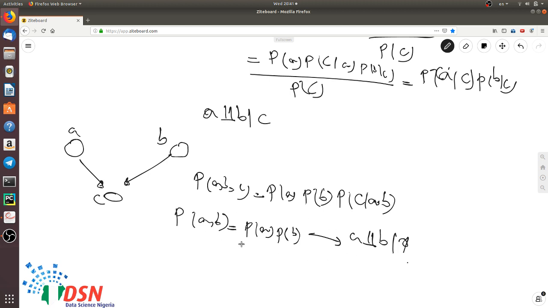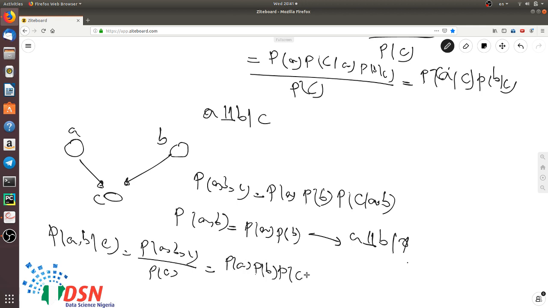Now let's say we condition that based on C. So we want to know P of A, B given C. We could do the same thing: P of A, P of B, P of C given A and B over P of C, which is not equal to P of A, P of B. So A and B are not statistically independent in this case.